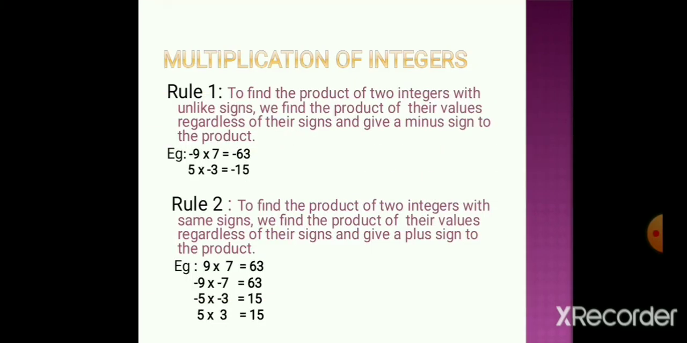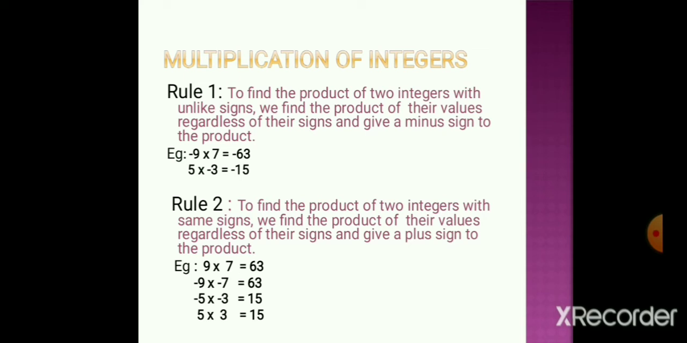Then we are going to multiplication of integers. Actually, multiplication of integers is very easy. Rule 1 is to find the product of two integers with unlike signs. We find the product of their values regardless of their signs and give a minus sign to the product. And rule 2 is to find the product of two integers with the same sign. We find the product of their values regardless of their signs and give a plus sign to the product.